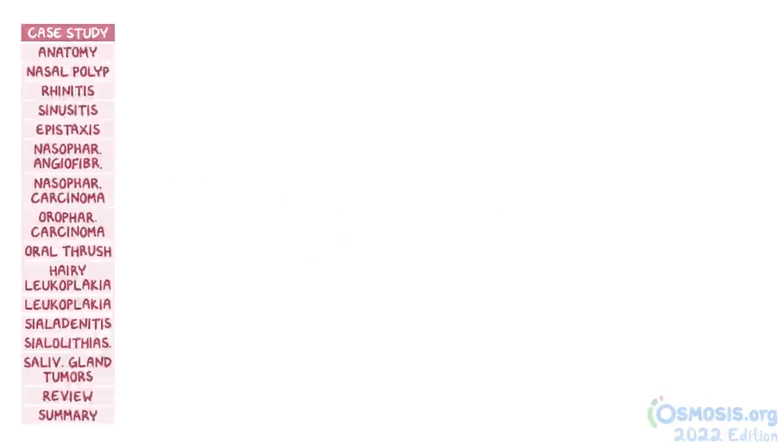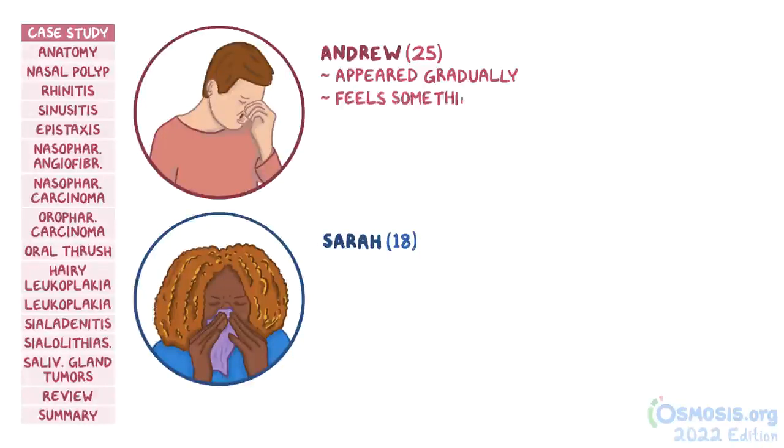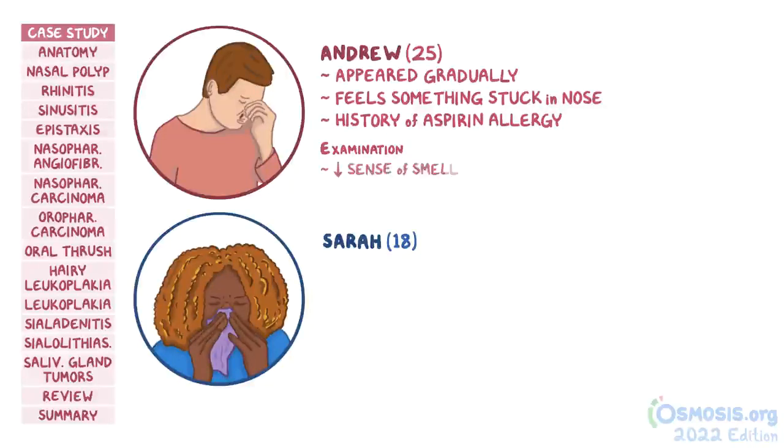While in the ENT clinic, 2 people present with trouble breathing through the nose and have frequent nosebleeds. One of them is a 25-year-old individual named Andrew, and the other one is an 18-year-old individual named Sarah. Andrew says the problems appeared gradually and feels like something is stuck in the nose. Andrew also has a history of aspirin allergy. On examination, everything seems normal except for a decrease in the sense of smell.